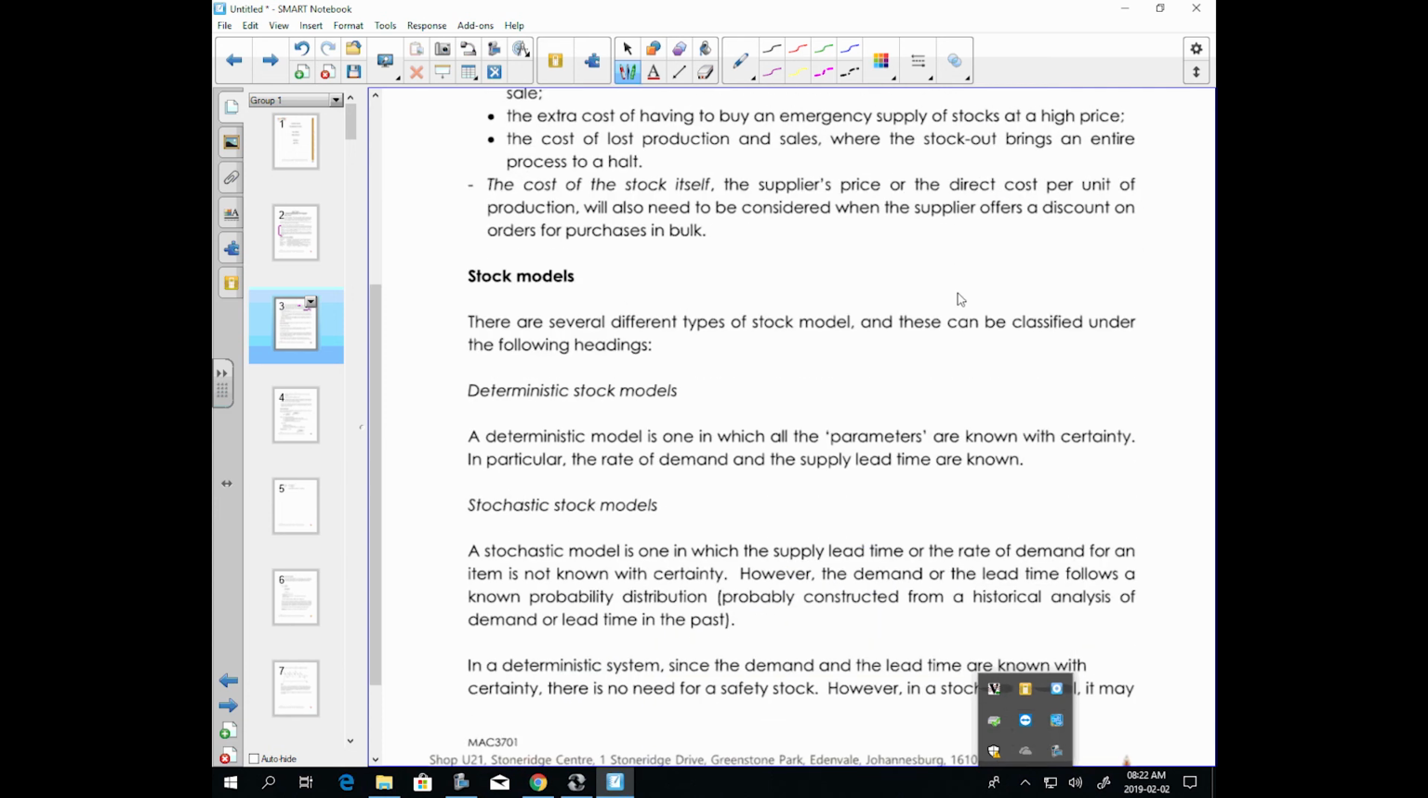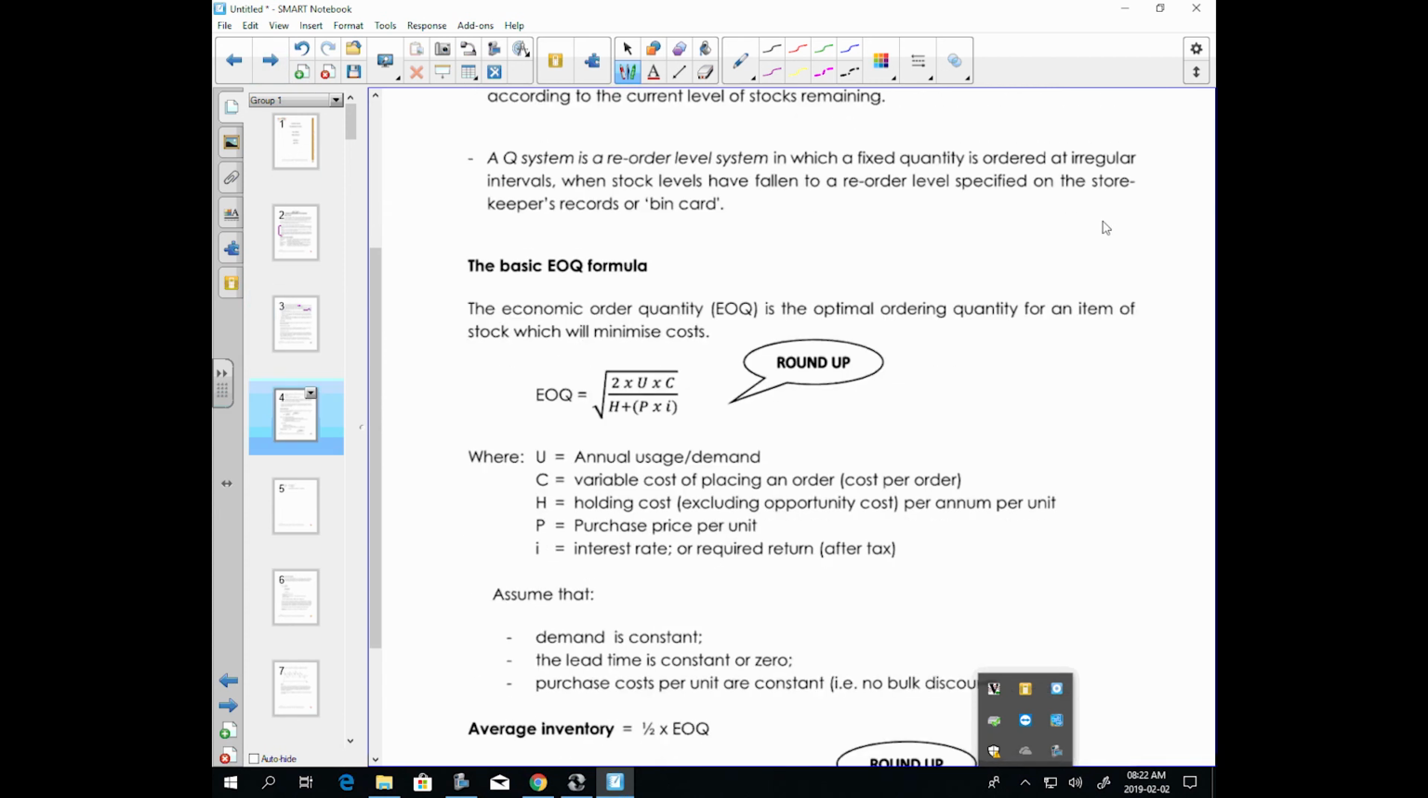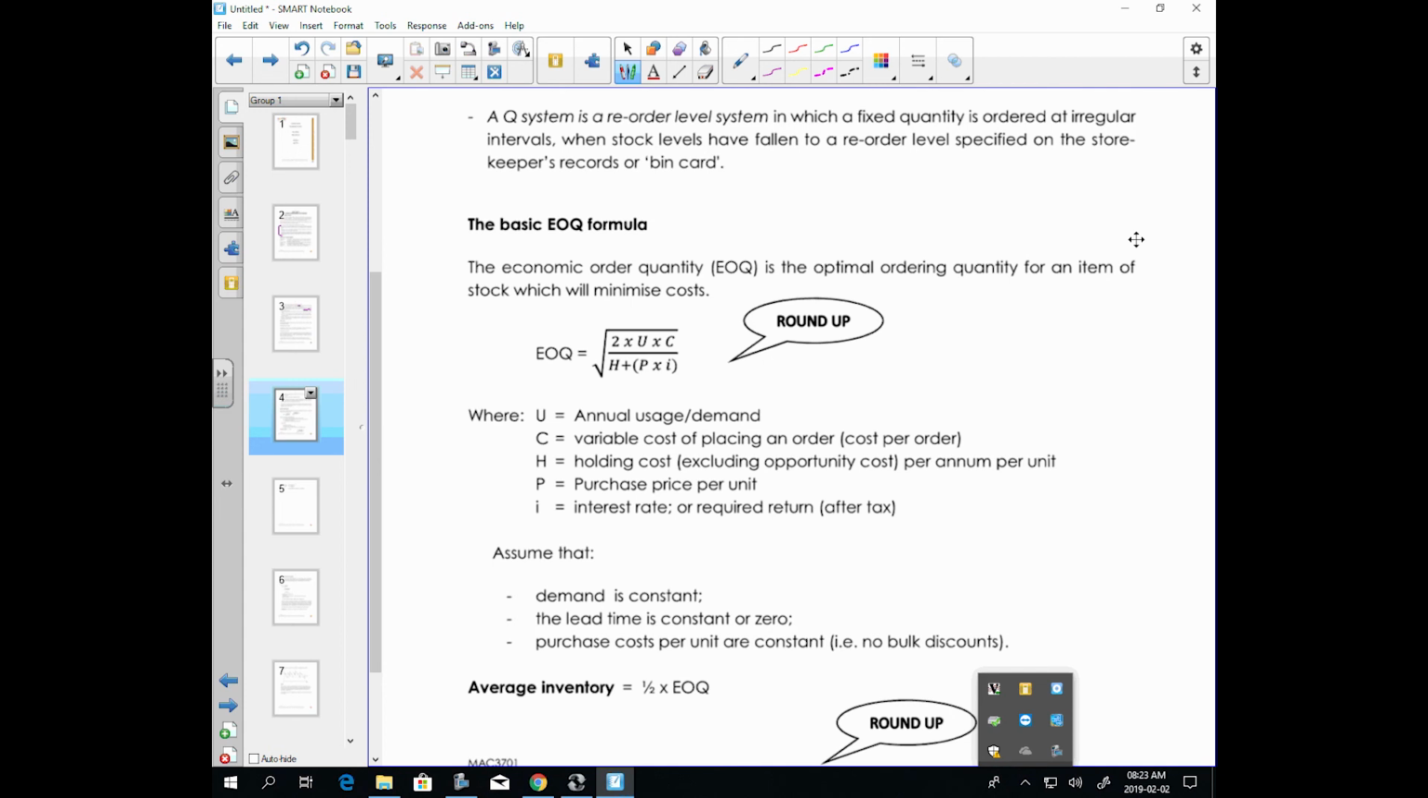Okay, the stock models, guys, you can read through yourself. Okay, and then we're going to get to the EOQ formula. Is this familiar for any of you guys? Do you know how to do it? Okay, so I'm going to go through it in a lot of detail for you guys.